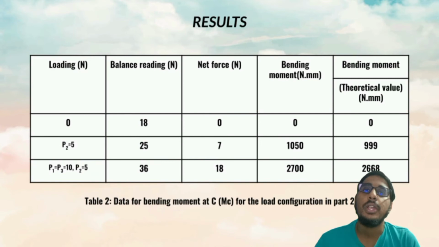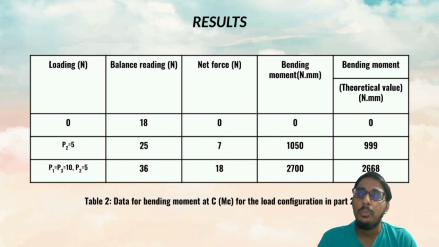Next we're going to see the table of data for bending moment at C for the load configuration for part 2. In part 2 we have two situations: at point 2 a 5 Newton load is added, and in the second situation, point 1 and point 3 are added 10 Newton and point 2 is added 5 Newton load. The balance reading was 18 Newton when there is no load added, and when we add 5 Newton at point 2 we got 25 Newton, and in the third situation we got 36 Newton. From there we can find our bending moment using the calculations and theoretical value too.